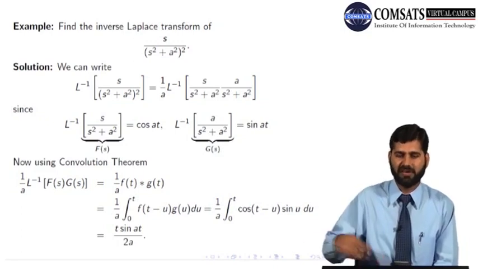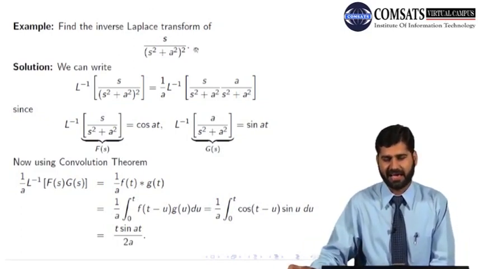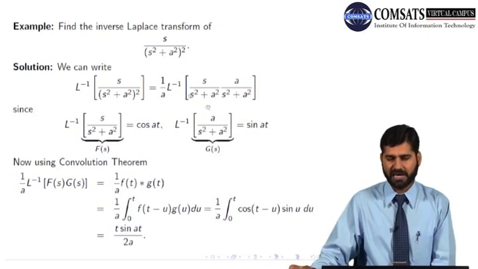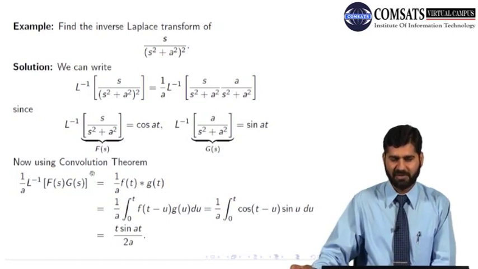But another way is that you can write this as a product of s over s square plus a square and 1 over s square plus a square. But with s square plus a square, we need a at the top. So I replaced 1 by a and divided by a on the outside. Now we know that the Laplace inverse of this is cosine and Laplace inverse of this is sine. So this product will be equal to the convolution of cos and sine. So your answer will be equal to the convolution of sine and cosine.